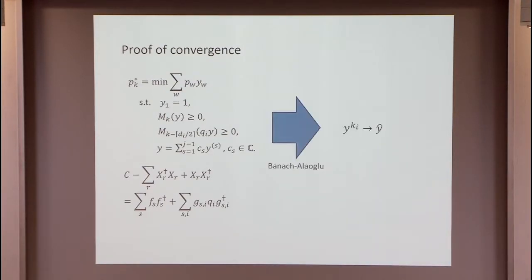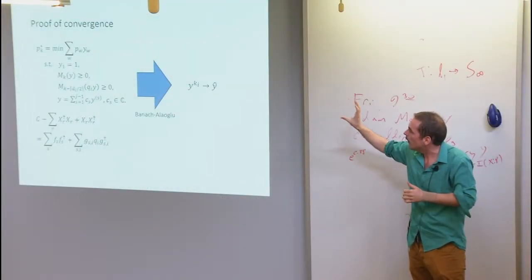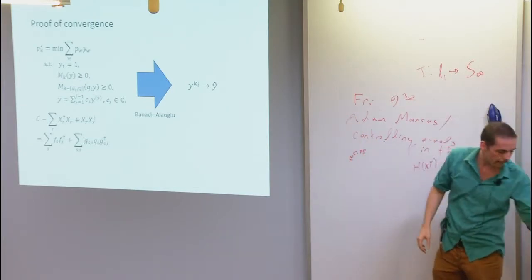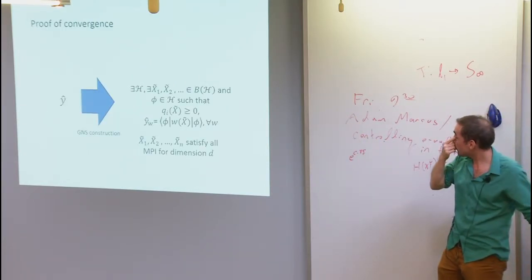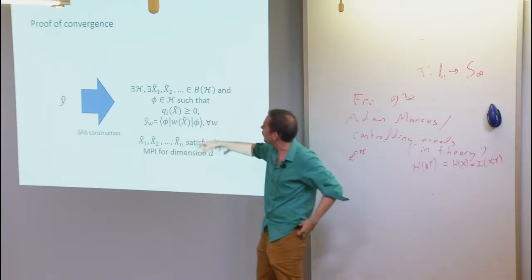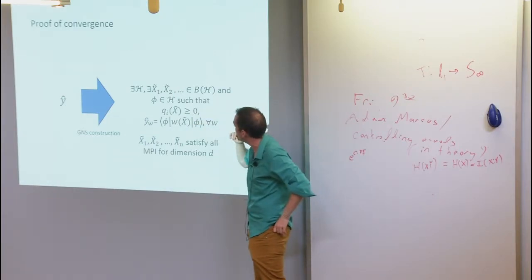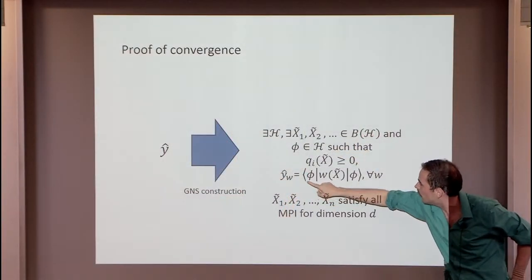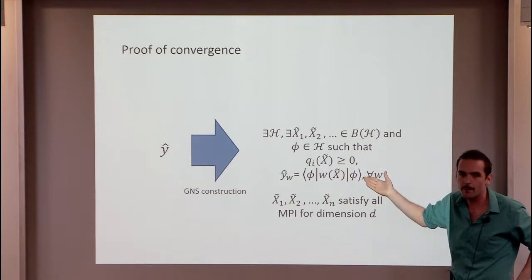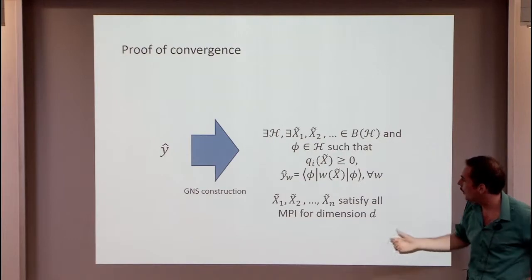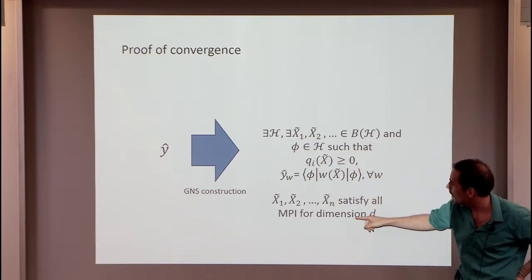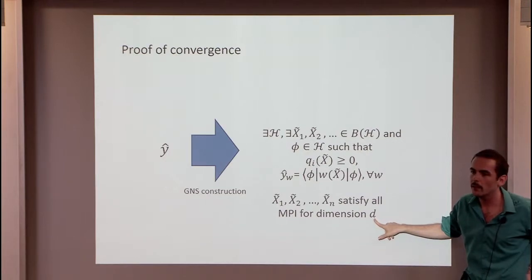Now suppose that the Archimedean condition holds. Then by using the Banach-Alaoglu theorem, you can prove that from this sequence of minimizers, there's a subsequence that converges entry-wise to some infinite dimensional moment vector, which is feasible for all possible orders of relaxation. Now, using the GNS construction, you show that from this vector, you can construct some Hilbert space and some operators which satisfy all these identities, all these relations. Also, you can find some normalized vectors such that each of the elements has the form that it should have. And also, because of the way you constructed this thing, you know that all these operators satisfy all matrix polynomial identities for dimension d.